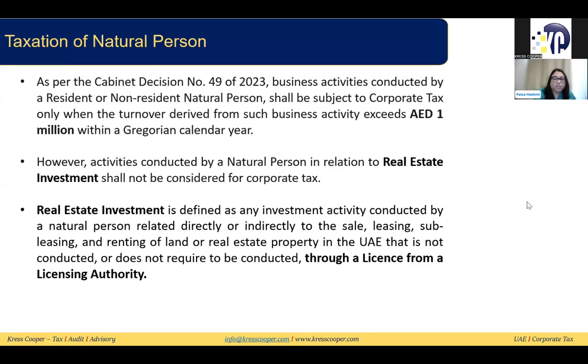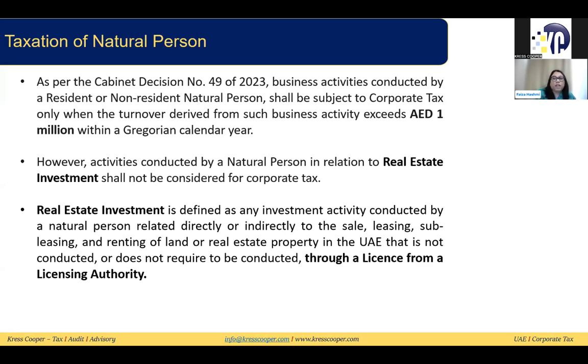Now, when we say natural person, unlike the juridical person, the natural person and the business are the same. The owner is not distinct from the business. It's like sole establishments, unincorporated partnerships, freelancers. There, the liability of the owner is not limited; it's unlimited. So they are treated as one, and they're treated as a natural person for corporate tax.